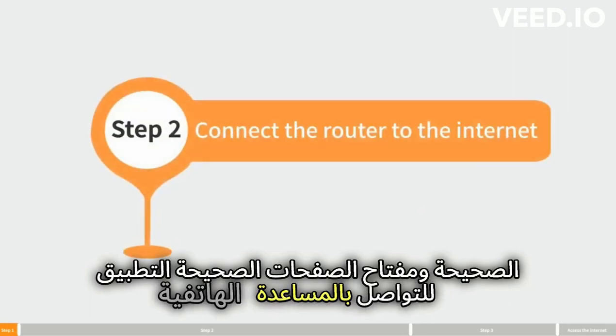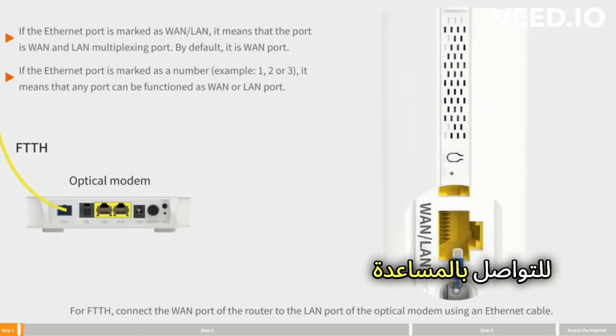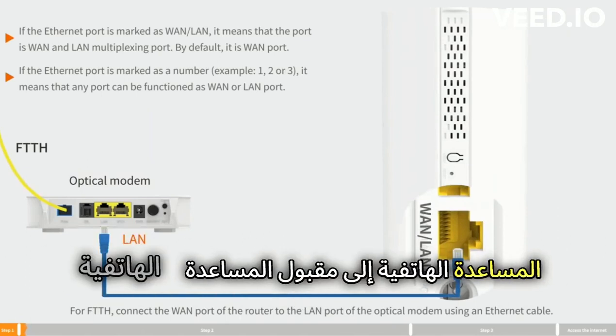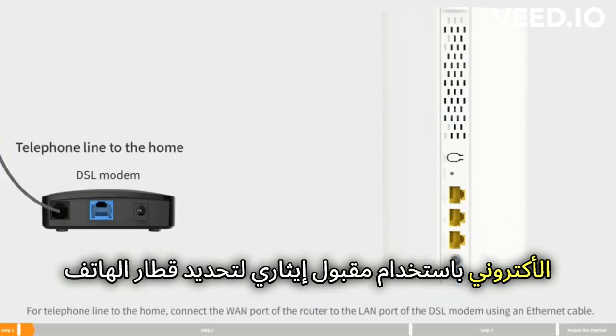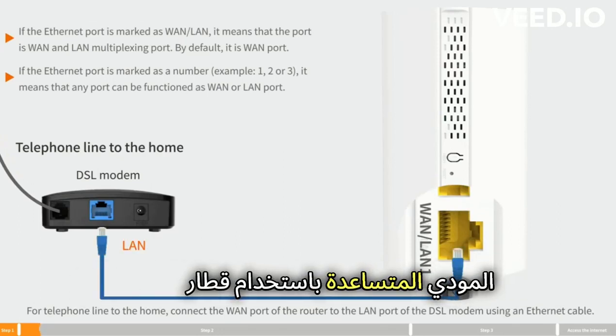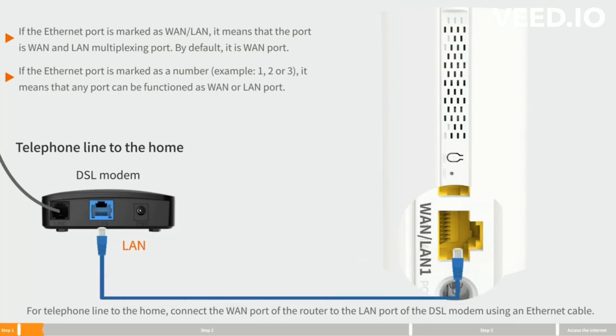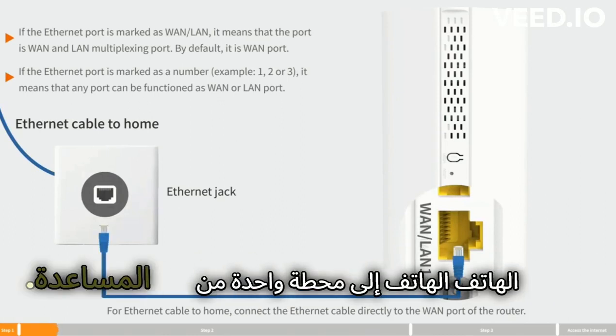Step 2. Connect the router to the internet. For FTTH, connect the WAN port of the router to the LAN port of the optical modem using an Ethernet cable. For telephone line to the home, connect the WAN port of the router to the LAN port of the DSL modem using an Ethernet cable. For Ethernet cable to home, connect the Ethernet cable directly to the WAN port of the router.